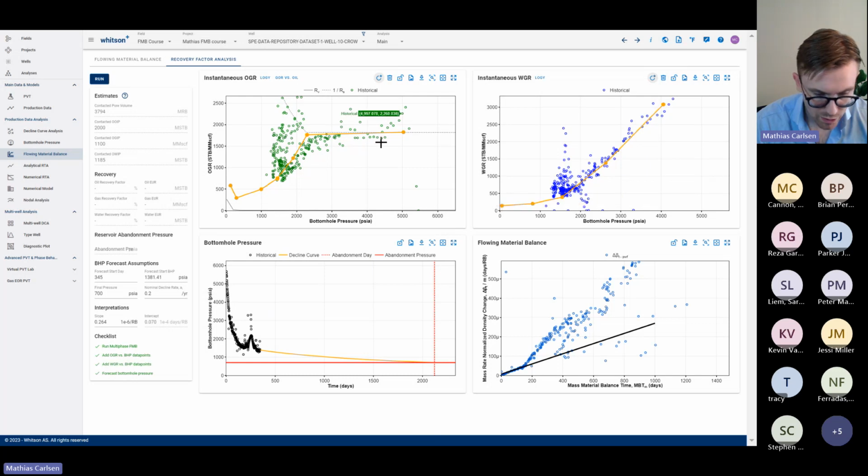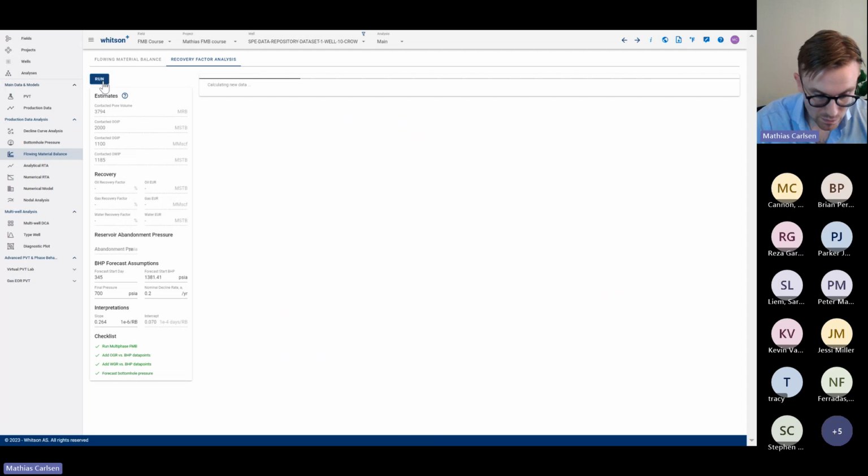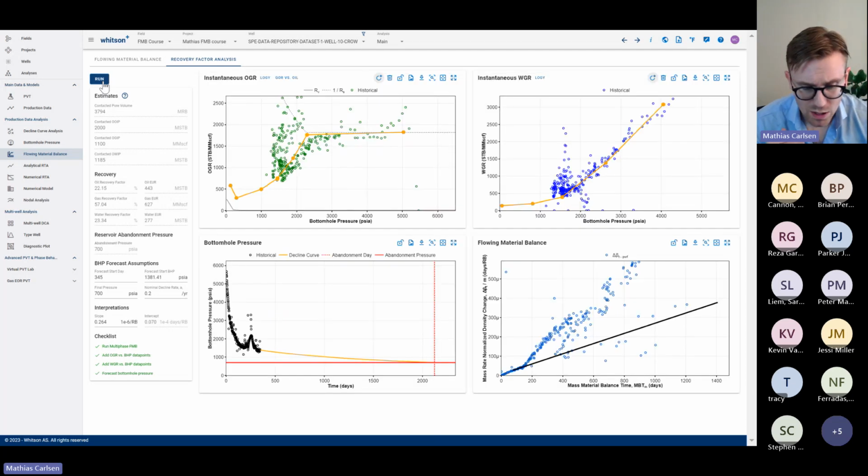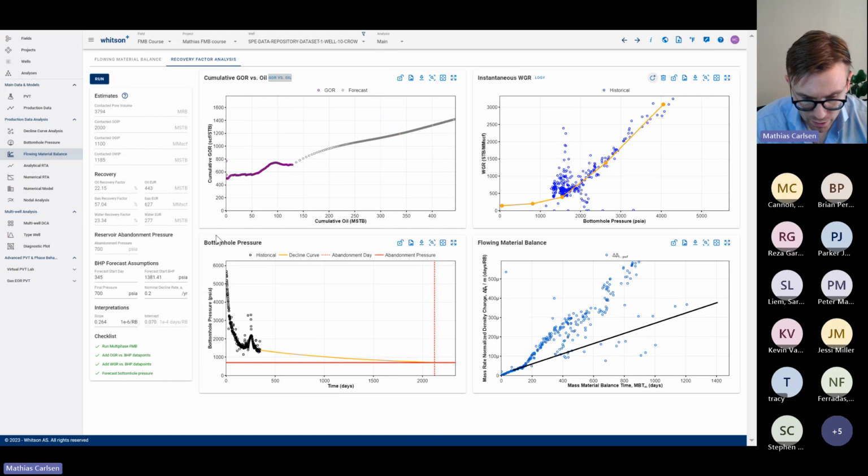Make sure that it doesn't go through 0. And then 700 is probably fine. And then you click run. And there's tons of companies for which this is almost their go-to method of getting physically sound EORs. And here I have a forecast. It looks okay in the future.